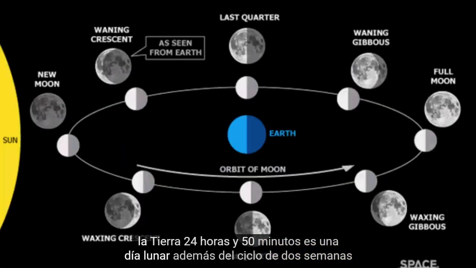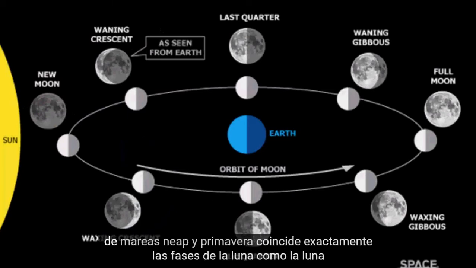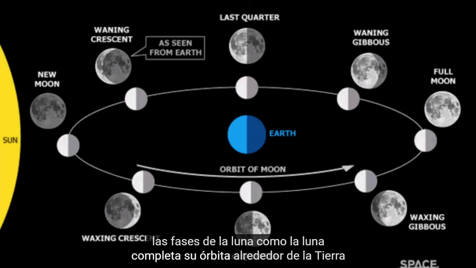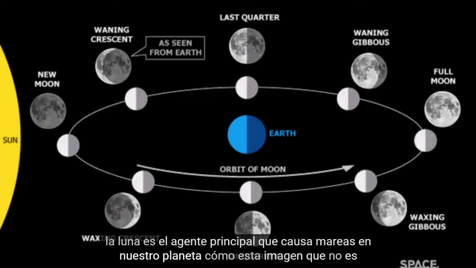In addition, the 2-week cycle of neap and spring tides exactly matches the phases of the Moon as the Moon completes its orbit around the Earth. The Moon is the main agent causing tides on our planet.